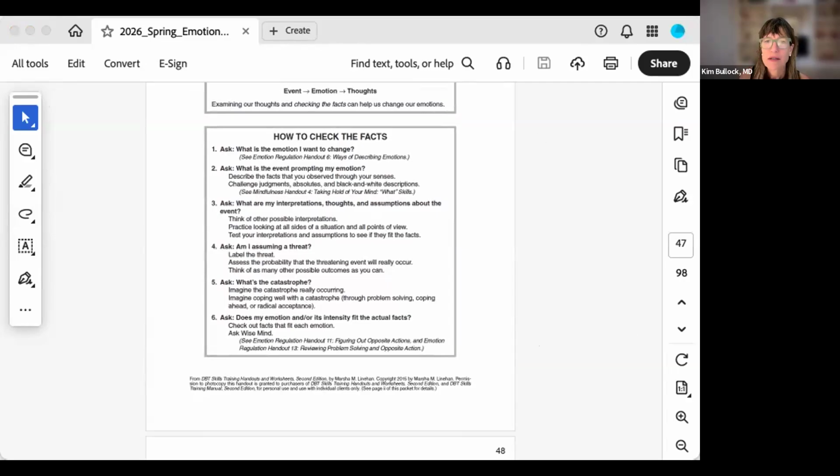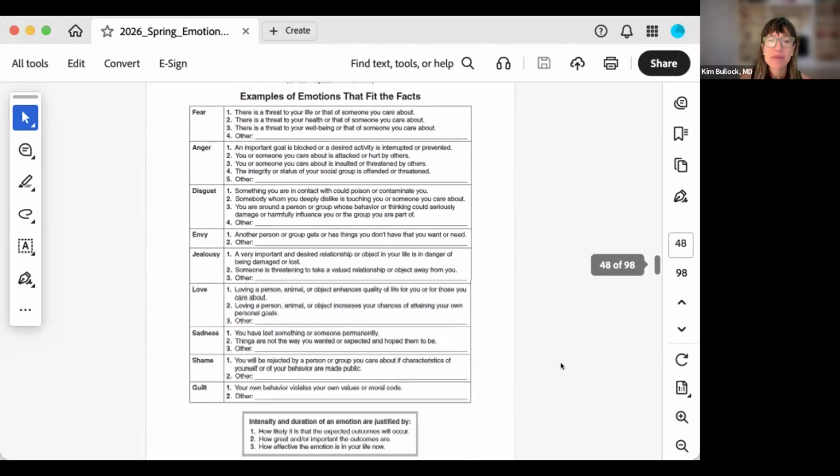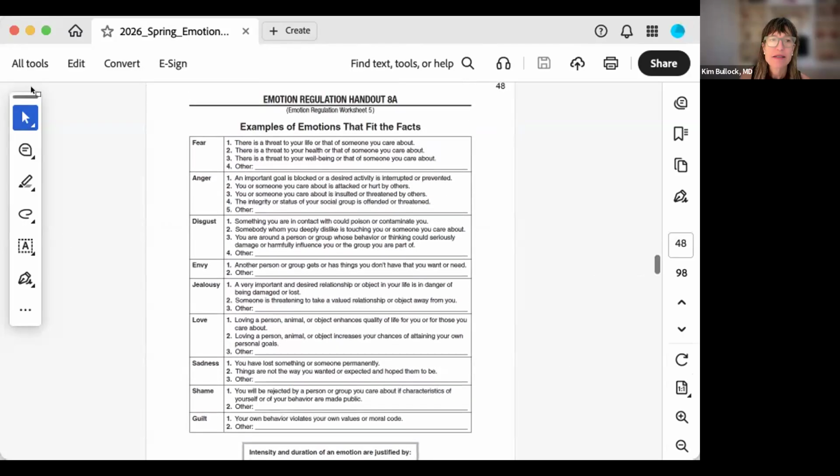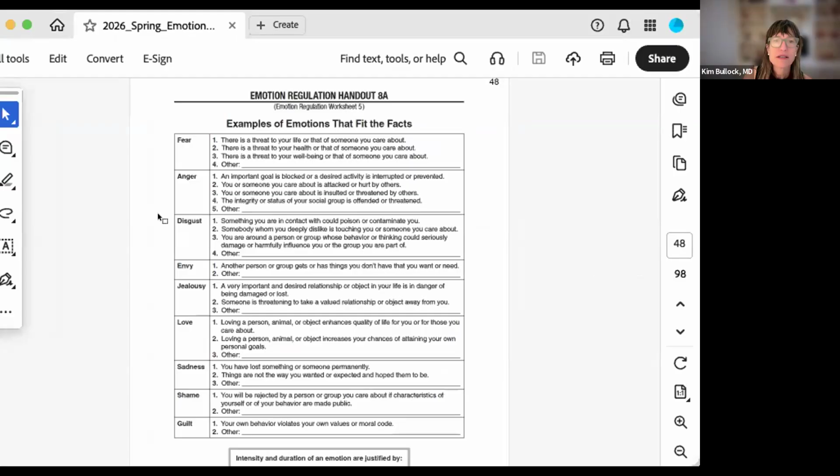All right. Now, the next part of the handout are examples of emotions that fit the facts. So, going back to the function of emotions, if you're trying to decide whether something fits the facts or not, this is a good handout to go over.